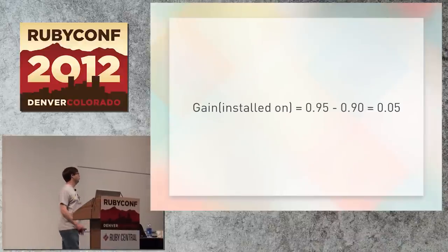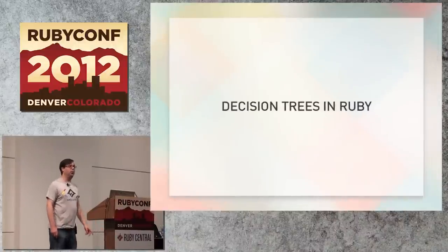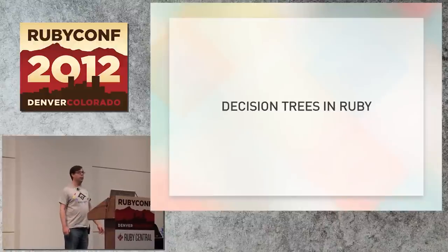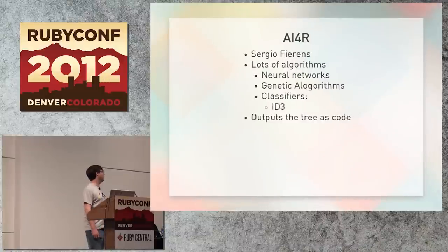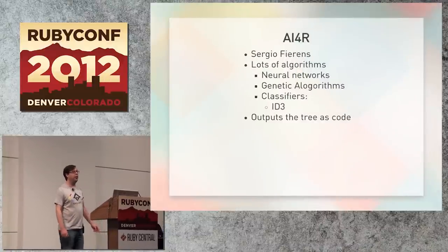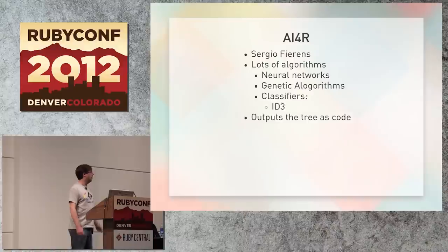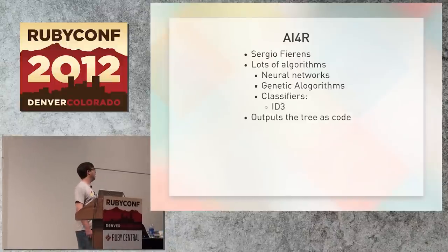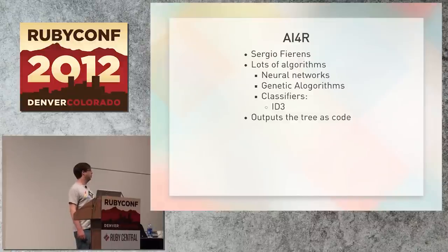So all this is really neat and cool, but how do we make practical use of all this goodness? There are a few different implementations of this ID3 algorithm in Ruby, and the first one we're going to look at is AI4R. AI4R is a gem that implements a lot of different artificial intelligence algorithms. There are implementations of neural networks, genetic algorithms, and classifiers, which is what we're talking about here, and it has an implementation of ID3. One of the cool things about this gem is it will output the code based on the set of examples that you pass in. So we'll see what that looks like.